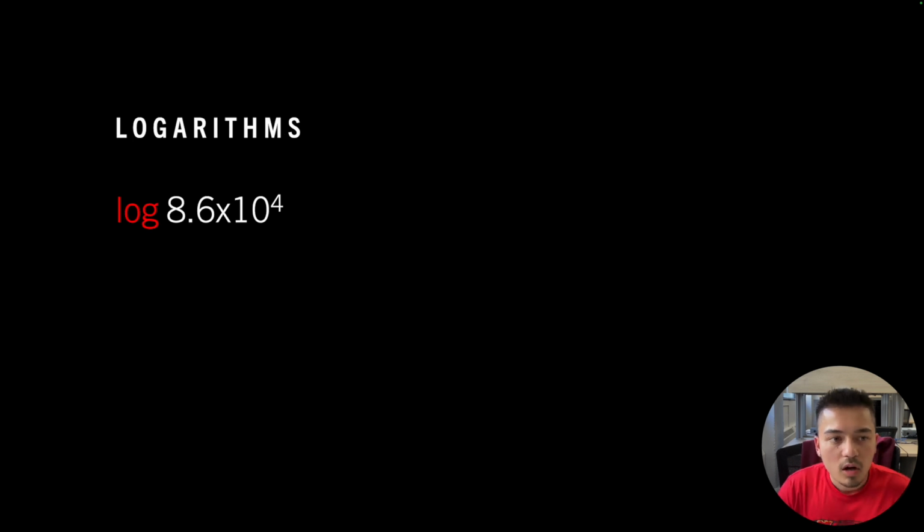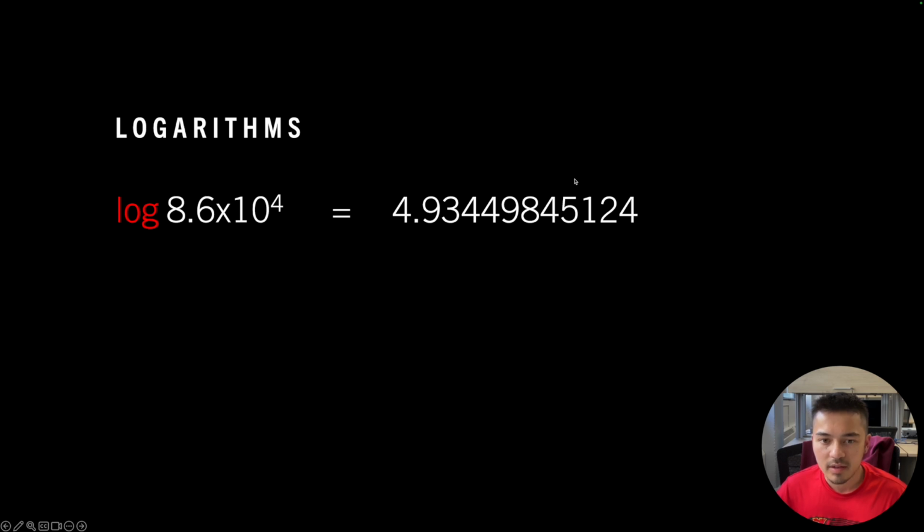Okay, logarithms. When you're logging a number, such as 8.6 times 10 to the 4, you get an answer kind of like this. You have 4.9344 with a bunch of other decimal points afterwards. So we need to make sure that we have this answer to the correct number of significant figures. But how do we do that?